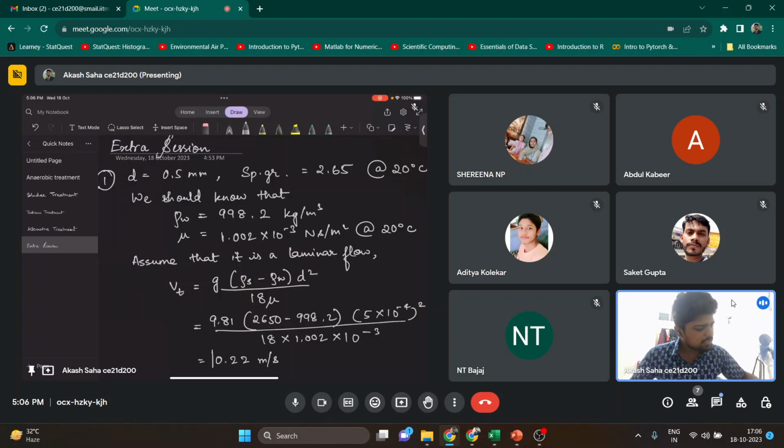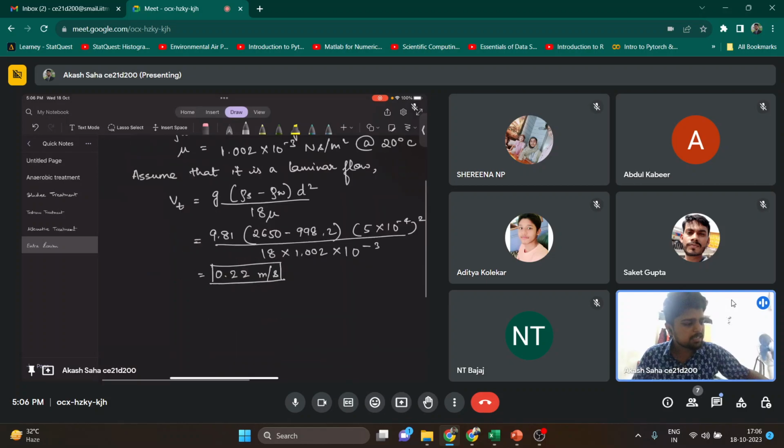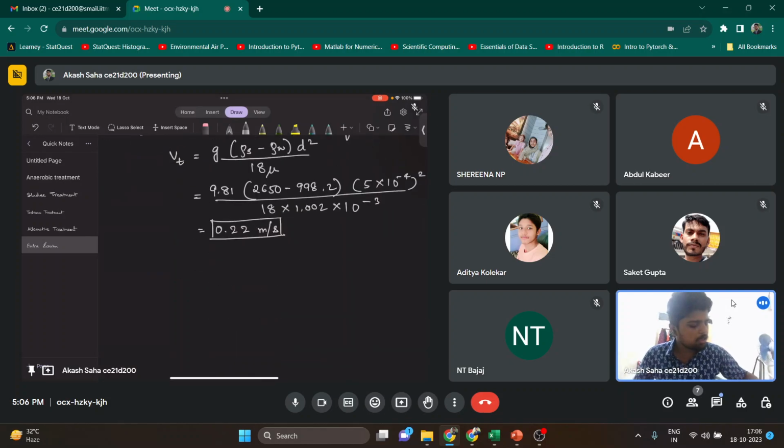So one can say that this is my terminal velocity, but it is my terminal velocity only in the case of laminar flow. So we have to also check whether my flow is laminar or not. How will we check that? We will find the Reynolds number. For the Reynolds number we need the velocity, so first we have to find the velocity.